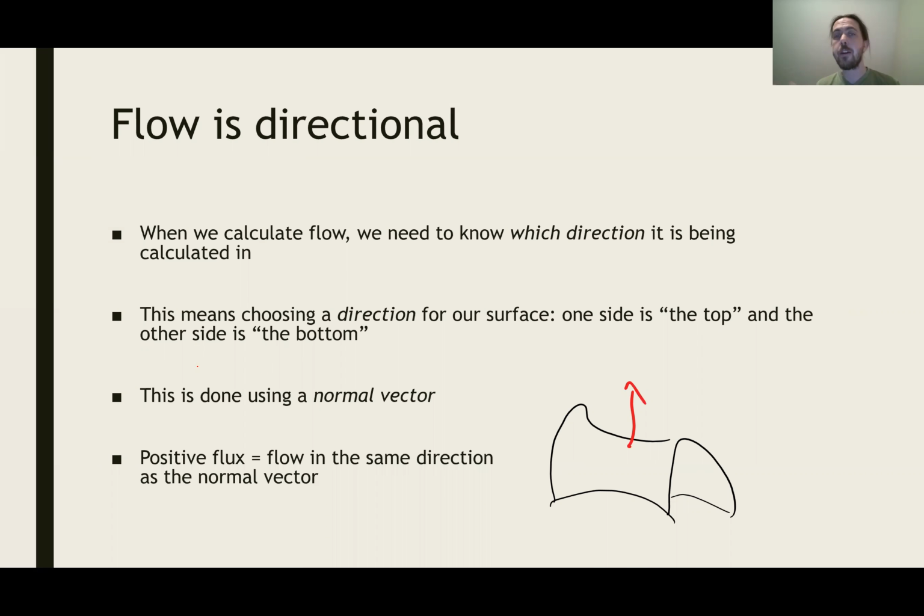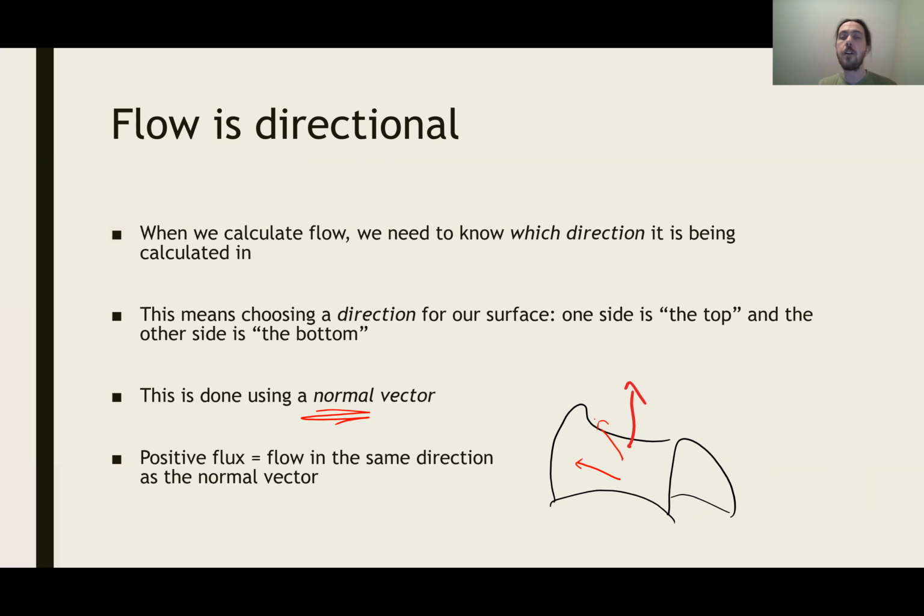So when we calculate flow, we need to know what we're measuring. We need to know a top and a bottom for the surface so that we know whether the flow is going from the bottom to the top or from the top to the bottom. The way we usually do that when we have a surface, and especially a parametrized surface, is with a normal vector. At each point on our surface, there's a normal vector that points perpendicular to the surface. And by looking at these normal vectors, we're going to calculate flux.